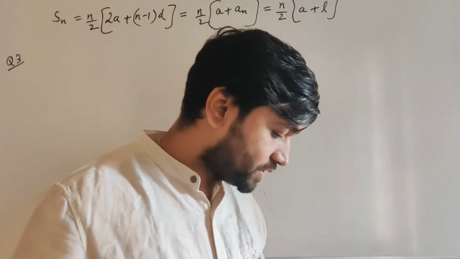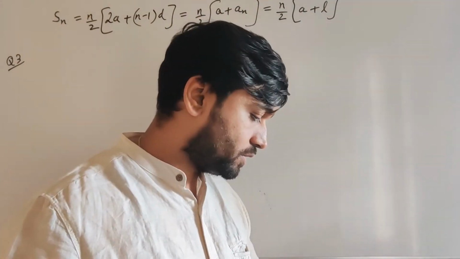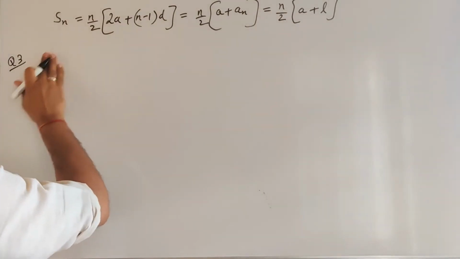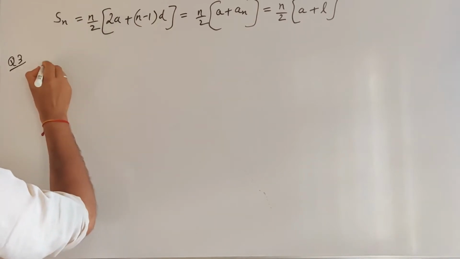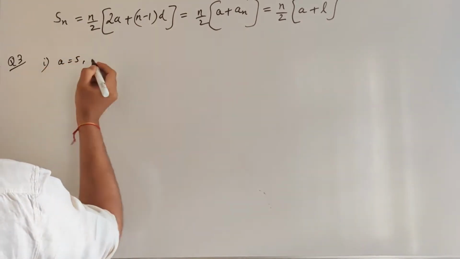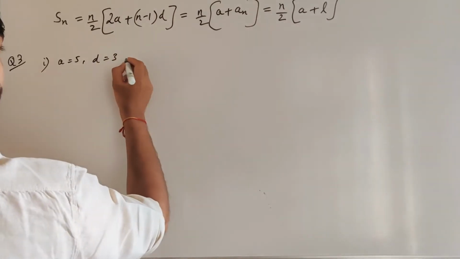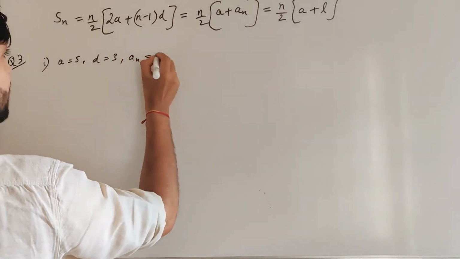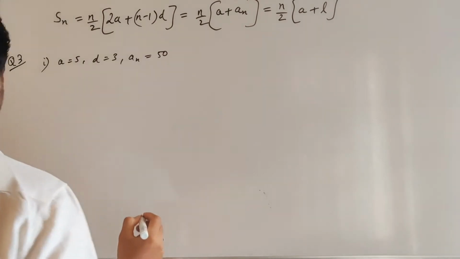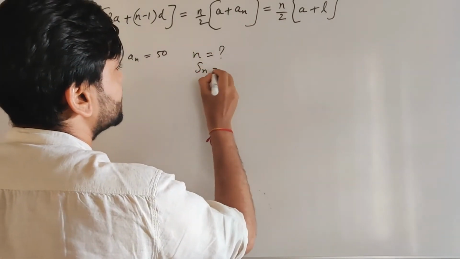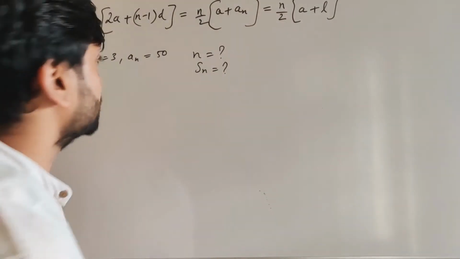So the next question, number 3, first part. Given a is 5. So we'll quickly write down what is given in the question. So a is 5, d is 3, the common difference, an is 50, the nth term is given as 50, and find n and Sn. So n and Sn, these are the question marks, what you're supposed to find.